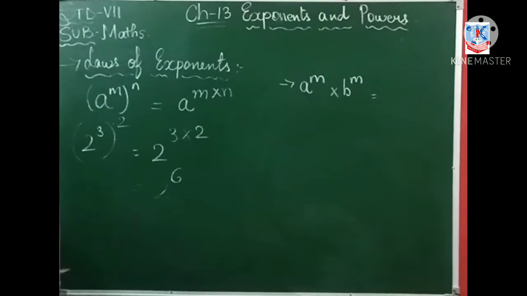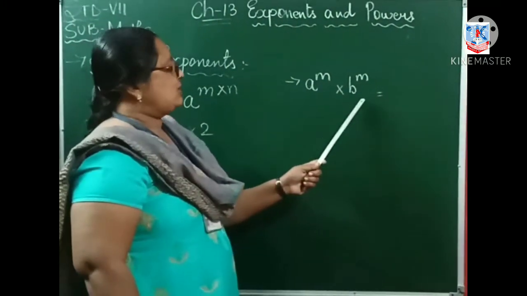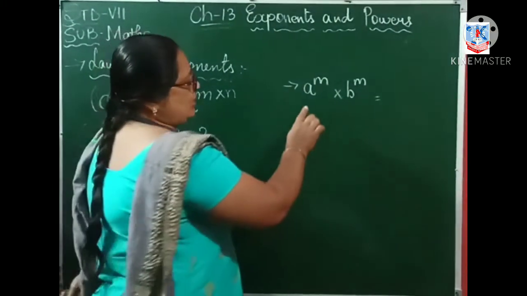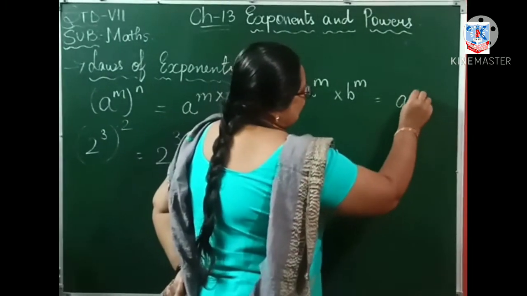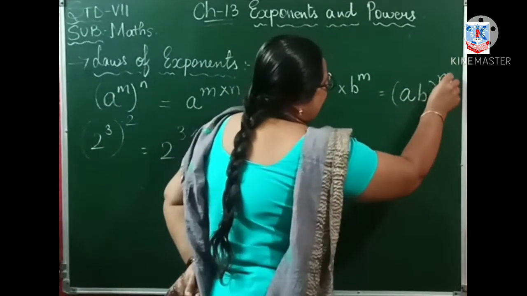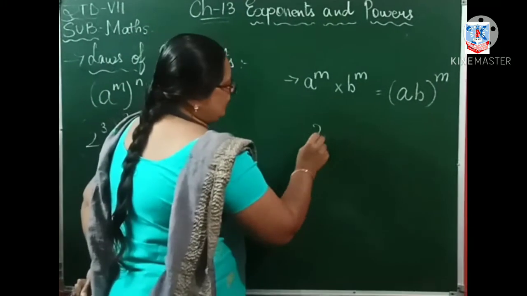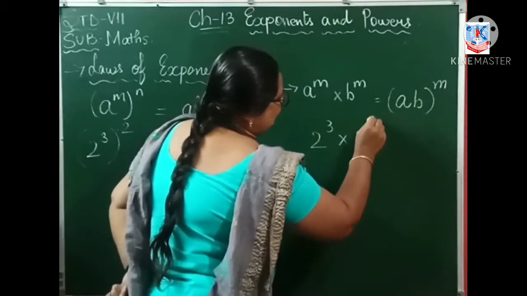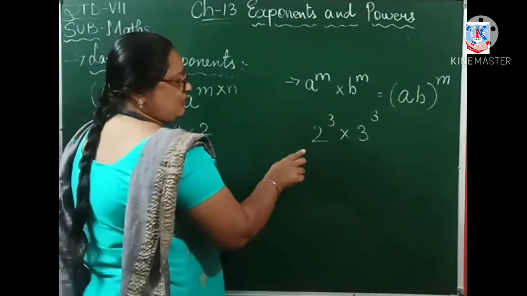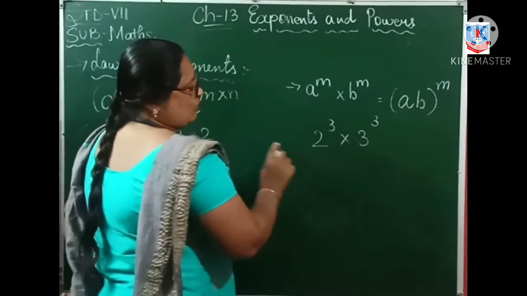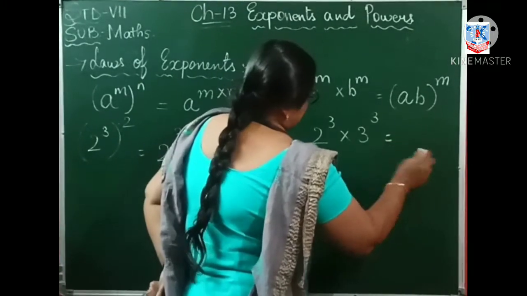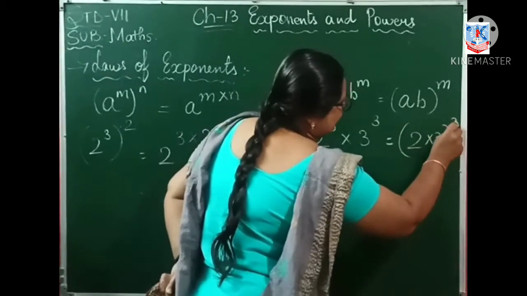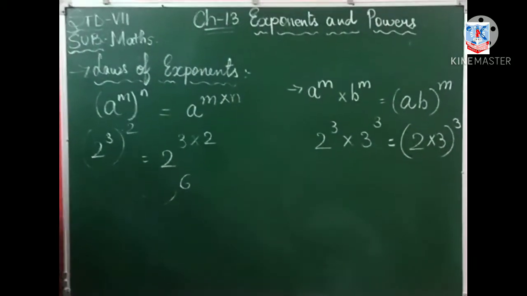Is it clear? Now next, see here, base different and exponent same. So what we will do here, a into b, that means ab raised to the power m. For example, 2 raised to 3 into 3 raised to 3. Now see, base different, exponent same. So what will you do here, 2 into 3 raised to 3. Understood?